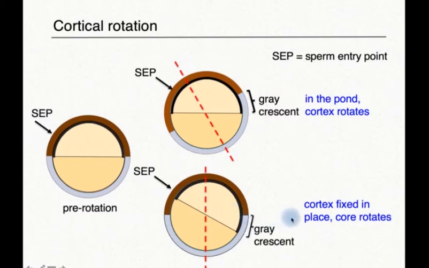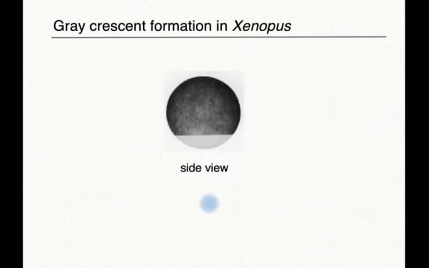So the point of this is that there must be some large force inherent inside the egg that's able to push this heavy cytoplasmic core out of the plane of gravity. So normally this stays with gravity and the cortex rotates, but if you fix the cortex, there's enough force that you can turn this heavy core outside the plane of gravity. So that'll be important in a little bit.